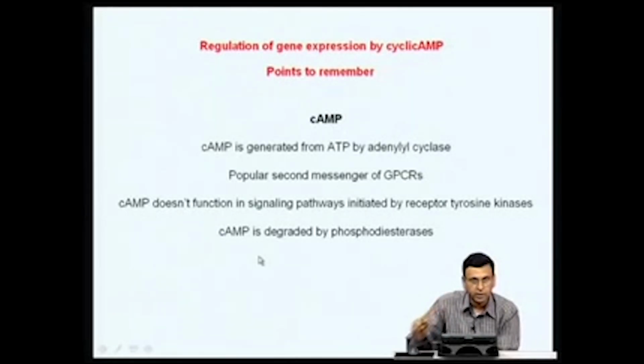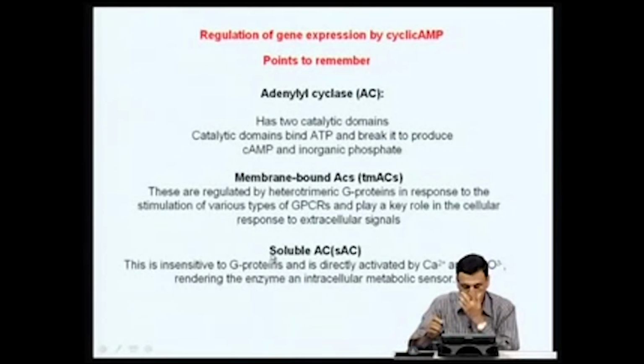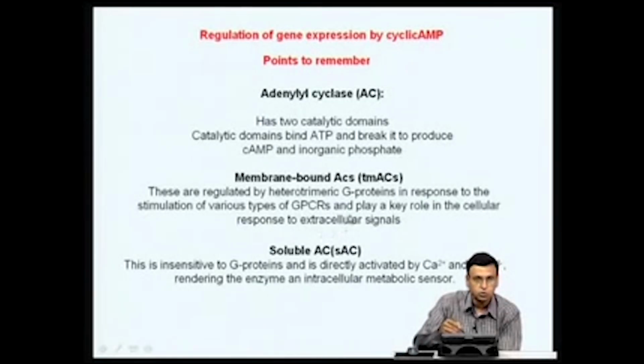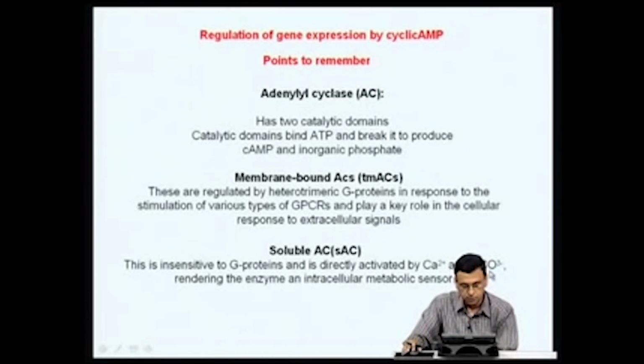and cyclic AMP is primarily degraded by phosphodiesterases. I have also mentioned an important point that you have to remember about adenylate cyclases. In mammalian cells, there are two types of adenylate cyclases, soluble adenylate cyclase and membrane associated adenylate cyclase. The membrane associated or TM adenylate cyclases are the ones involved in growth factor and GPCR signaling, whereas the soluble adenylate cyclases are not involved in signal transduction through G proteins. They are directly activated by molecules such as calcium ions and bicarbonate ions.